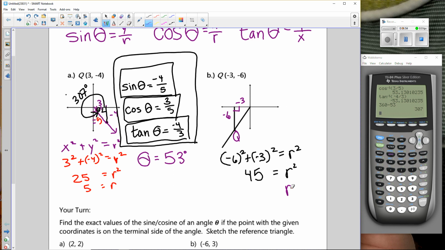We do not want to type that in the calculator. Instead, we want to make a factor tree and break down radical 45. That should simplify to 3 radical 5 as our r. So we know r. That's not our answer, of course. We know x, and we know y. So we should be able to come up with our 3 trig functions here.